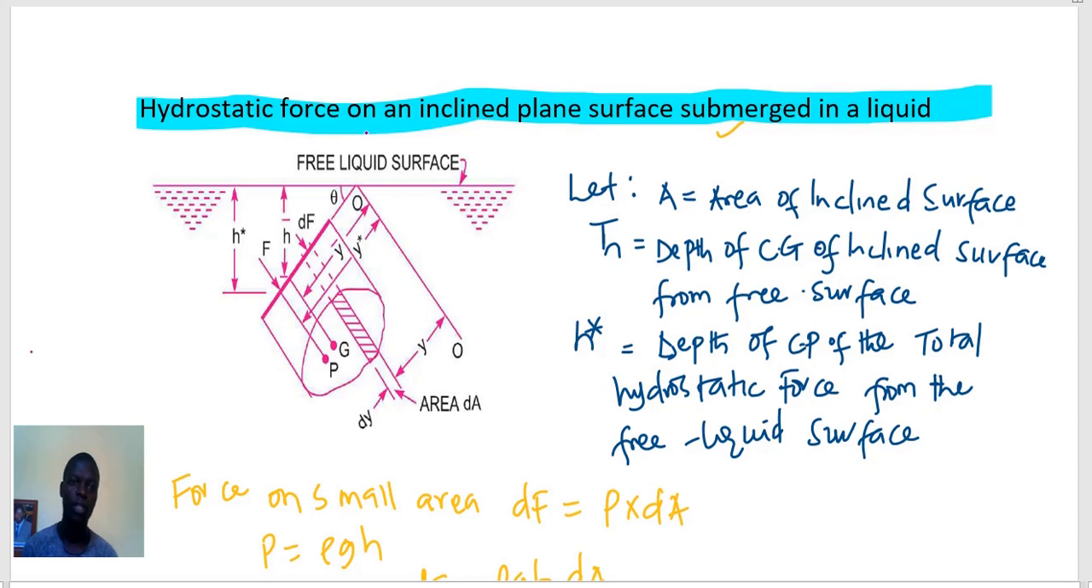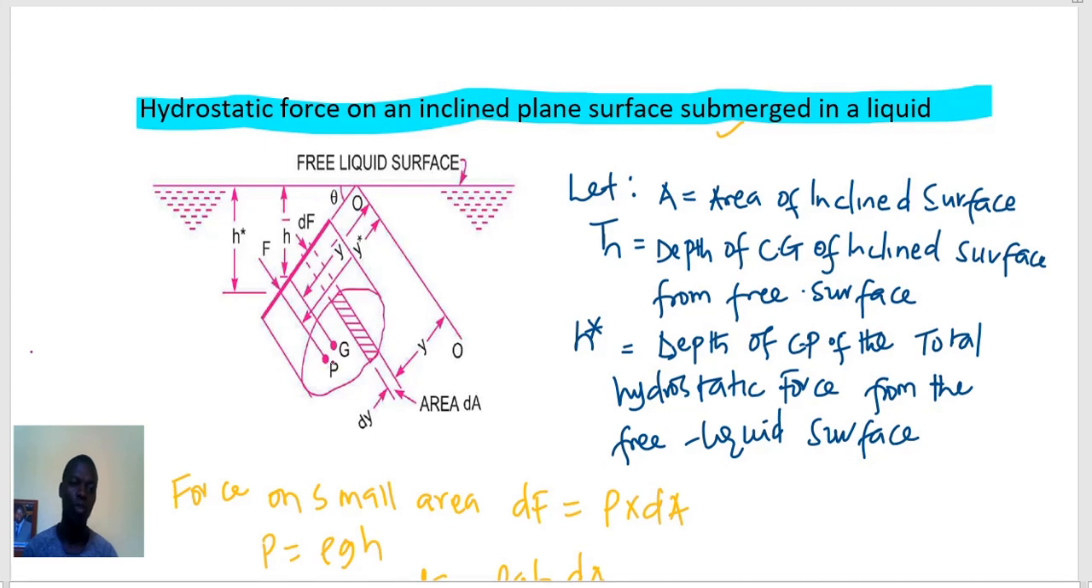Today we are going to discuss the hydrostatic force on an inclined plane surface submerged in liquid. To discuss this, let us consider a plane surface of any shape which is inclined at an angle theta below the free liquid surface, and its center of gravity is h bar below the free liquid surface.